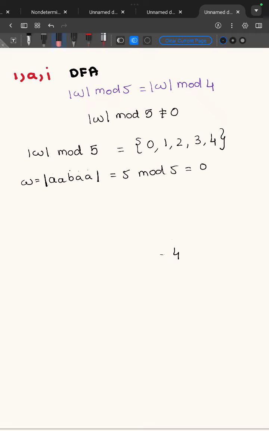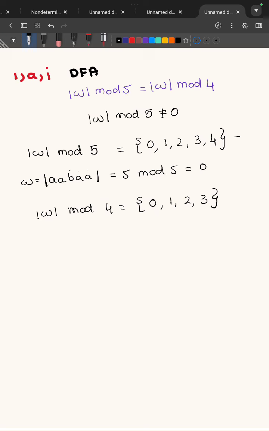What is on the right side? They are telling the length of the string mod 4. Similarly, for length of the string mod 4, we will have 4 possibilities: 0, 1, 2, 3. If these two are equal, then those strings should be accepted by your DFA. We have 5 possibilities here and 4 possibilities here, so it will be 5 cross 4, 20.